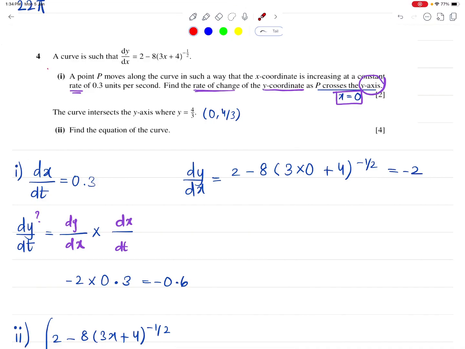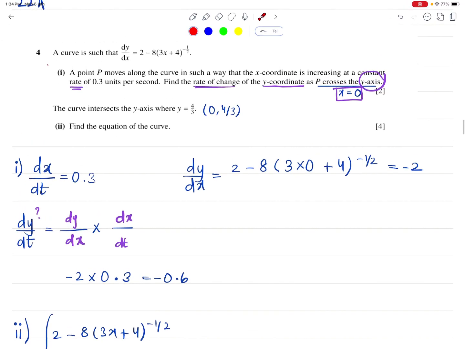Alright, moving on to the next question, it says the curve intersects the y-axis where y is equal to 4 over 3. Now, you need to understand whenever something is intersecting the y-axis, as I said before as well, the x coordinate is supposed to be 0. So this gives us one coordinate, 0, 4 over 3. It says find the equation of the curve.